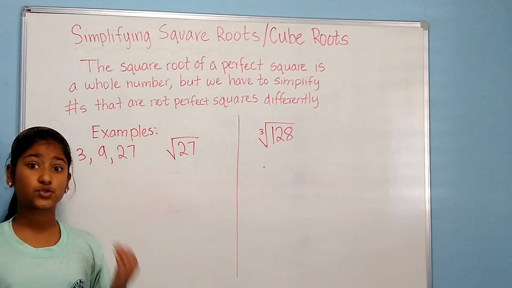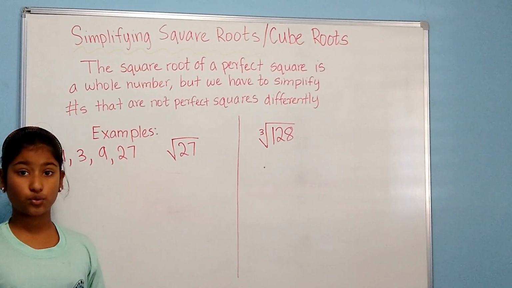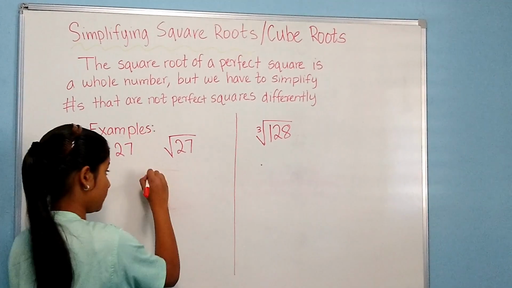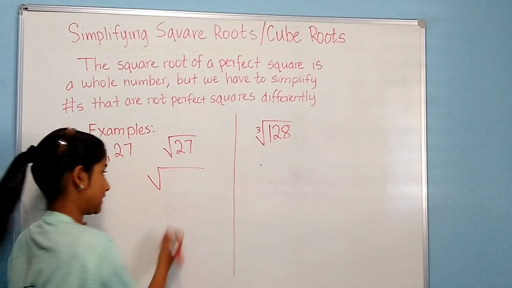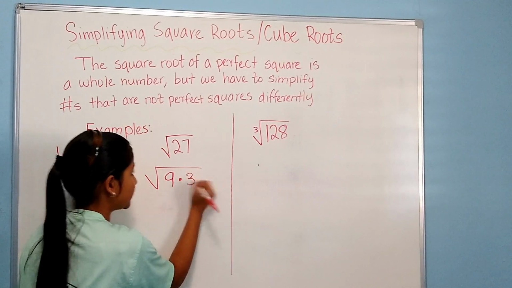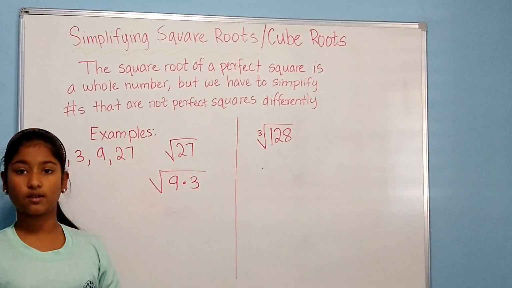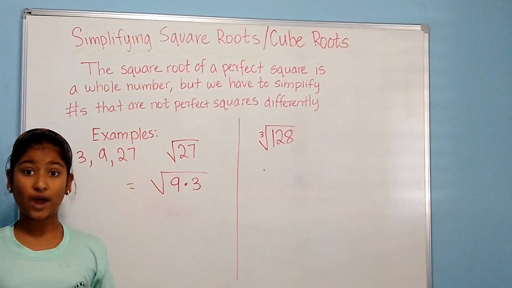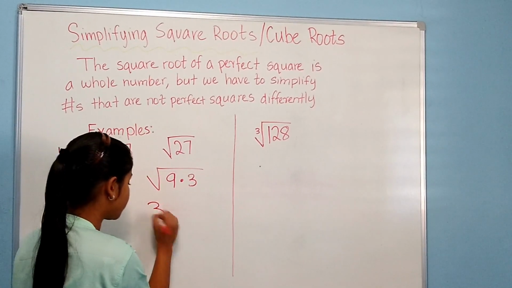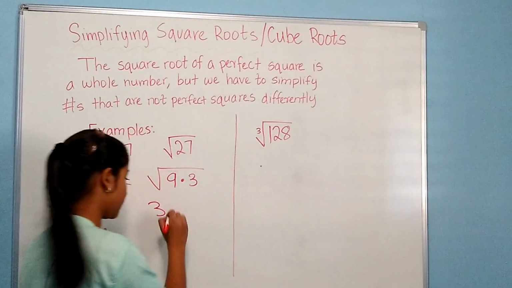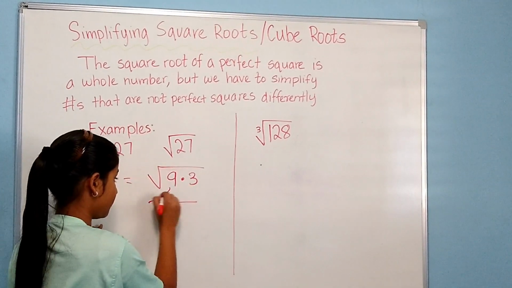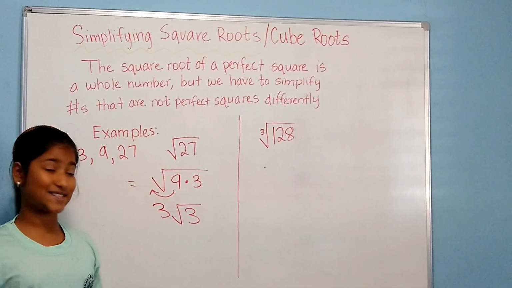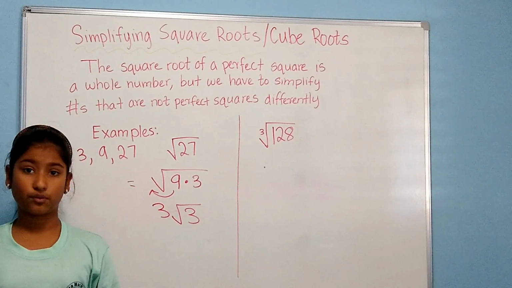Now, which of these numbers are perfect squares? Well, 9 is a perfect square, and 9 times 3 is 27. So we can split 27 into 9 times 3. Now we can bring the 9 out, since the square root of 9 is 3. So that's 3, and we keep the square root over there for the remaining 3. So this goes out, and we leave this back in. So the square root of 27 is going to be 3 root 3.